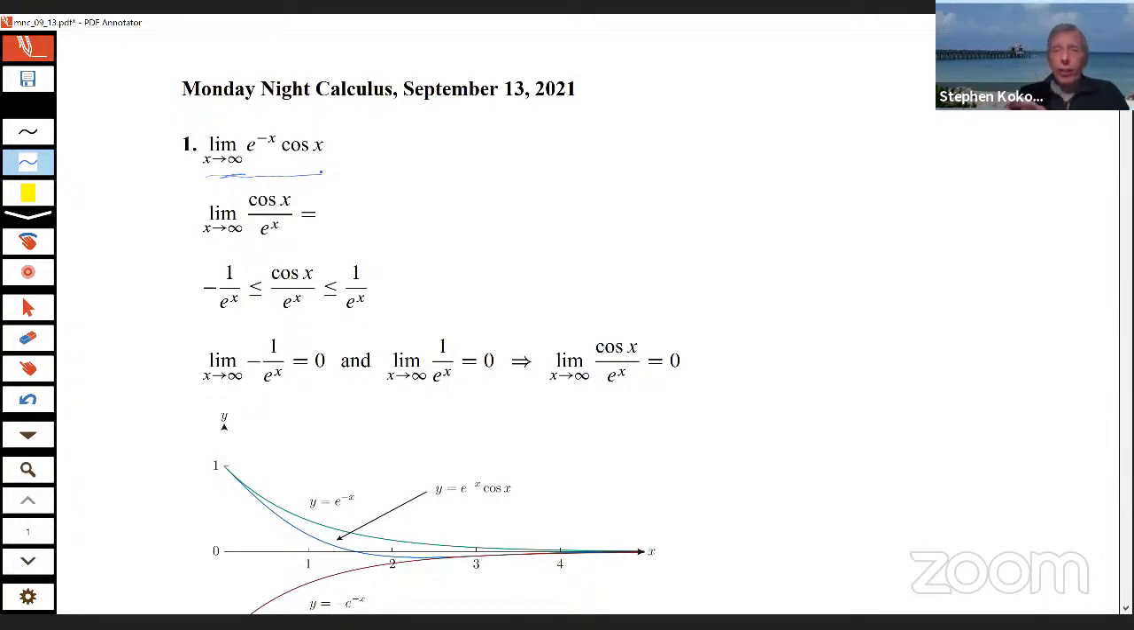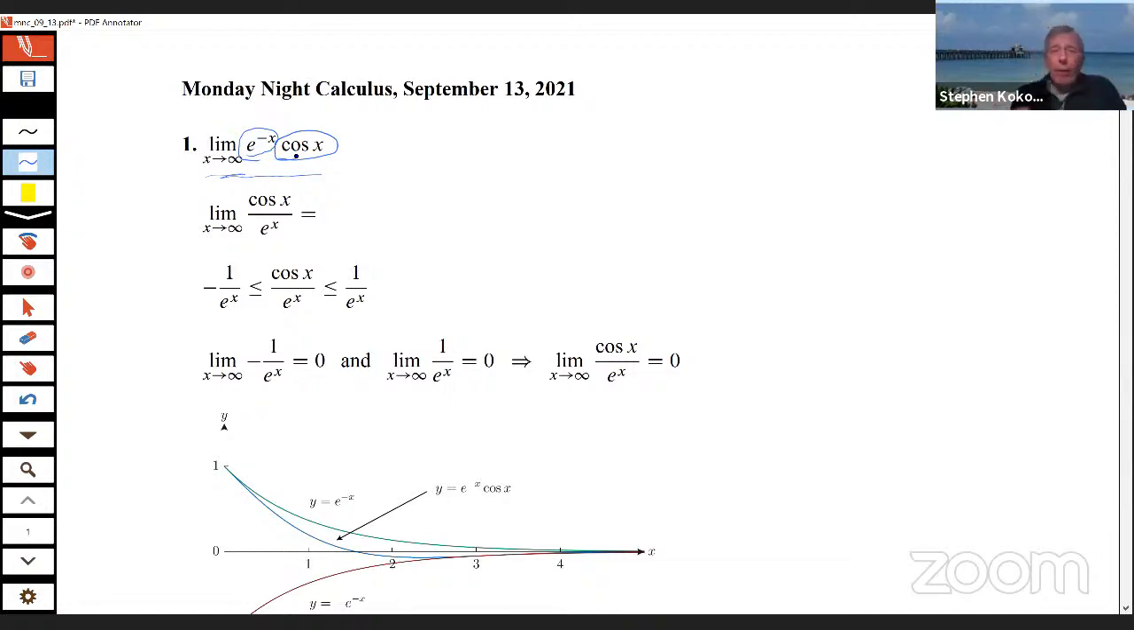Well, I thought about this a little bit, and as x goes off to infinity, I thought about what each one of these terms is doing. As x goes off to infinity, the e to the minus x is going off to 0, and the cosine of x is oscillating back and forth between -1 and +1. Well, that's nice information, but it really doesn't tell me enough yet about what this overall limit is, what the limit of this product is.